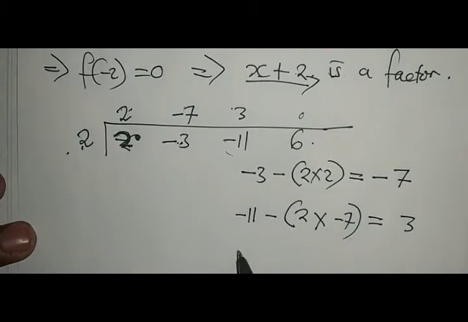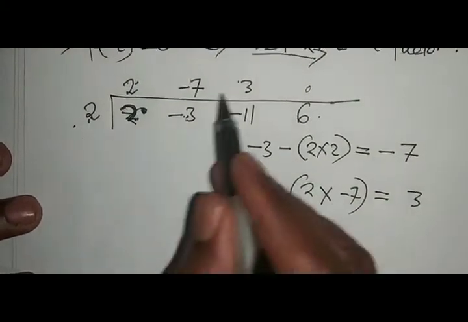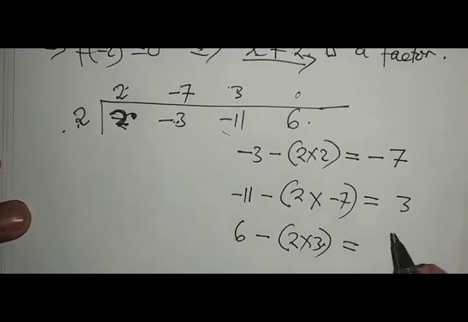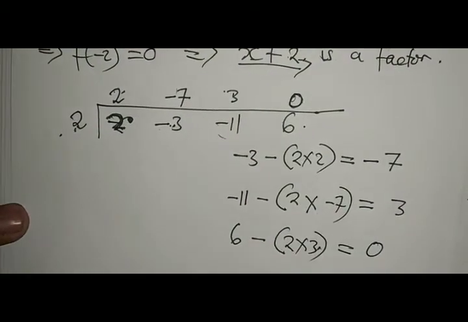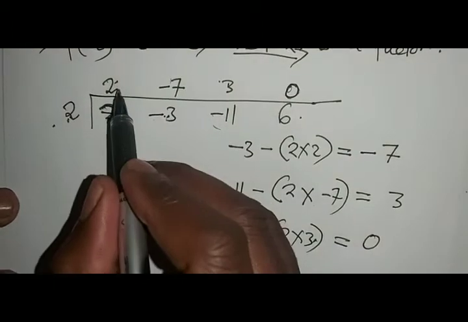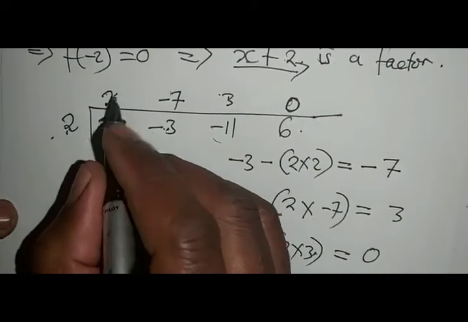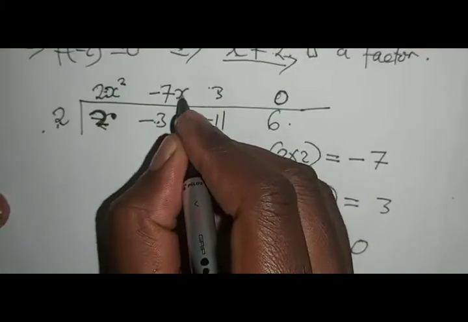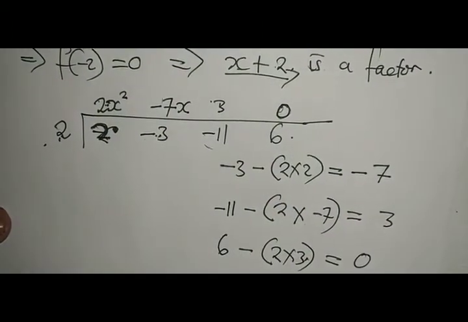Then for the last one, we say 6 minus (2 times 3). 2 times 3 is 6, and 6 minus 6 is 0. It's 0 because the remainder is indeed 0. So this becomes the quotient. It means it's 2x² − 7x + 3. The quotient must be quadratic.